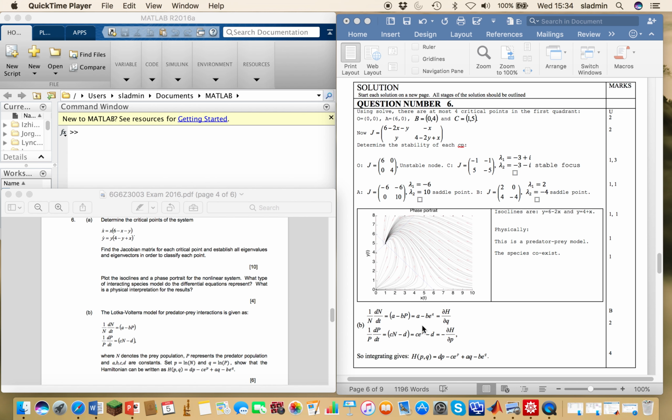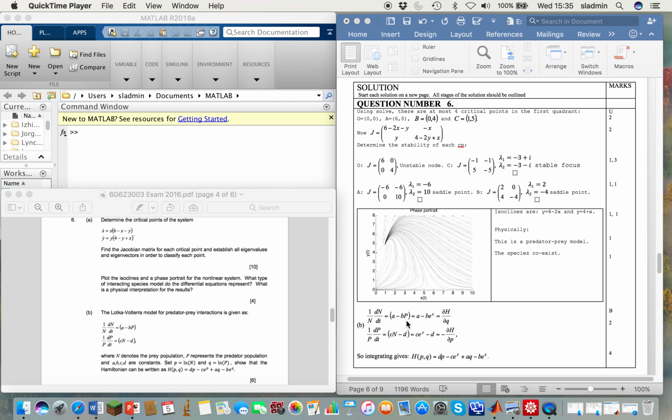For question part B, we have a Lotka-Volterra model. So here is our system, and if we set p is equal to log n and q is equal to log p, then 1 over n dn dt. So if we differentiate p with respect to t, we get dp by dt is 1 over n dn dt. So here is dp dt.